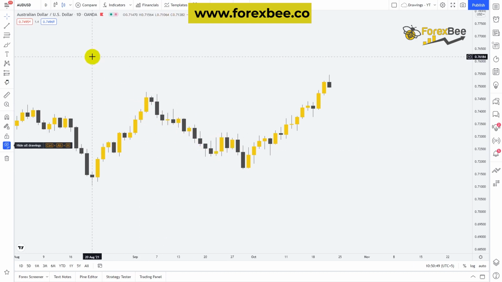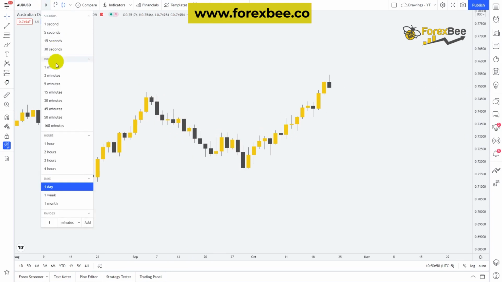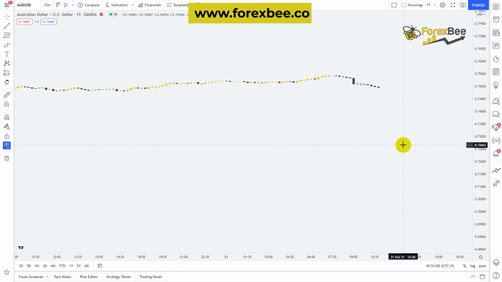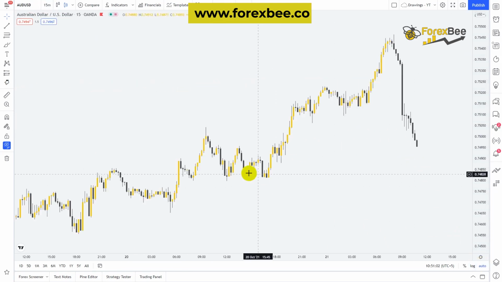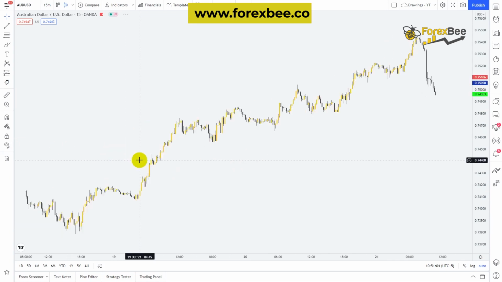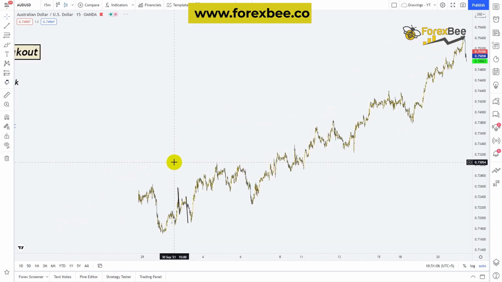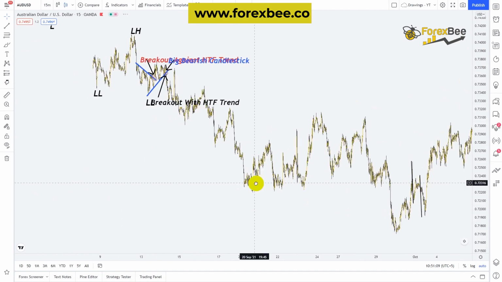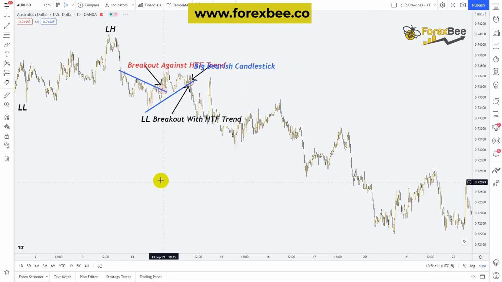So at the higher time frame we are seeing that a bearish trend prevails. Here's the 13th of September. When we go to the lower time frame, we see a breakout happening in the bullish direction, which is not real, because it is going to be a false breakout, since the overall trend in the market is bearish.